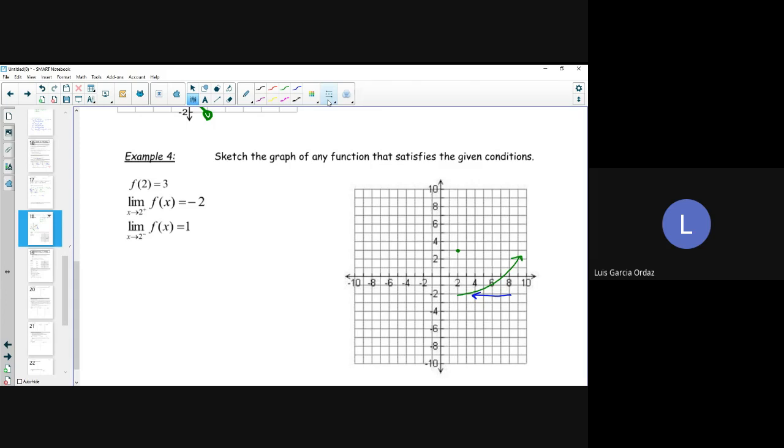And then my last condition is the limit as x approaches 2 from the left is going to be positive 1. So we've got to make sure that whatever comes on the left side of the graph, it's approaching a value of y equals 1. So I could literally have a curve going like this and hitting 1 over here. Because the limit as x approaches 2 from the left is going to approach a value of y equals 1.